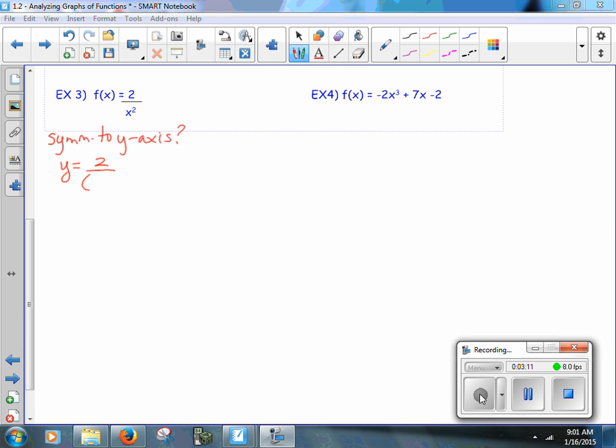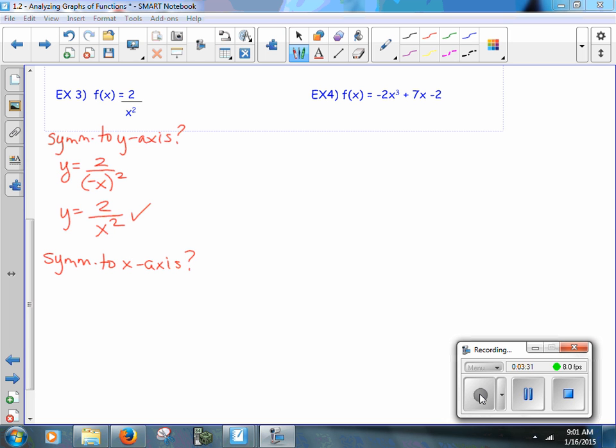Y is equal to 2 over negative x squared. What is negative x times negative x? Positive x squared. Does that match the original function? Yeah, that's good. All right, let's check symmetry to the x-axis.